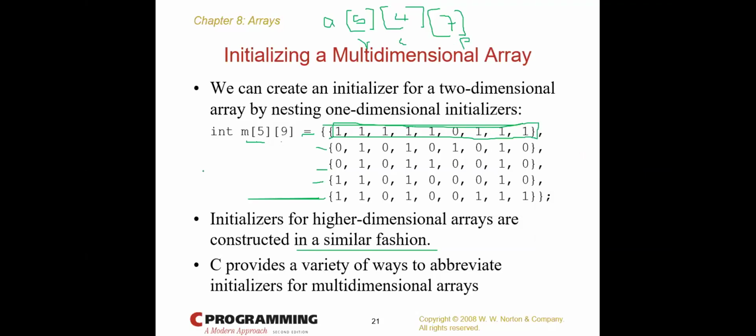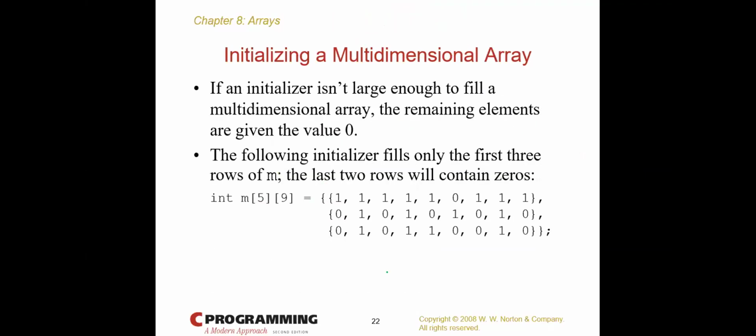C provides a variety of ways to abbreviate initializers for multi-dimensional arrays. If an initializer is not large enough to fill the array, then the elements that are left are given 0. So here we have defined a 5 rows array, but we have provided only 1, 2, 3. The remaining 2 will be automatically filled by zeros by the C compiler.